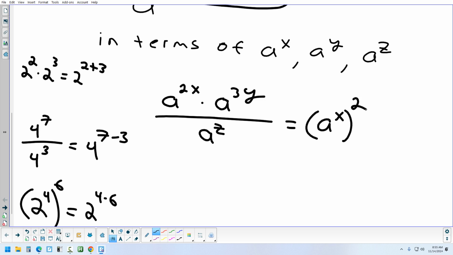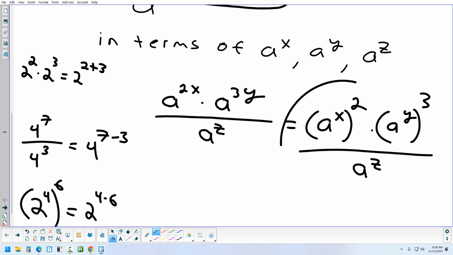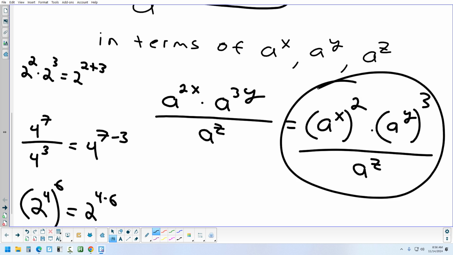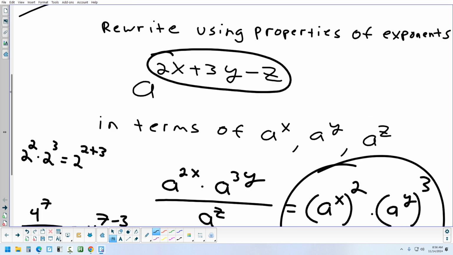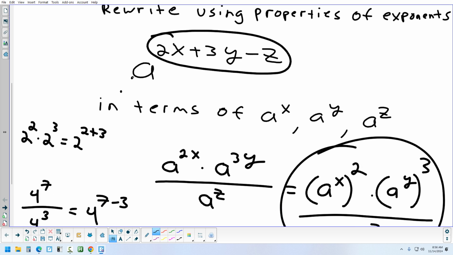So now we've rewritten the original problem in terms of an a to the x. We're going to square a to the x. How about a to the 3y? How could you rewrite a to the 3y in terms of a to the y? So now we have a to the y cubed divided by a to the z. So it's just practicing manipulating an expression using rules of exponents. Any question on how we turned that into that?